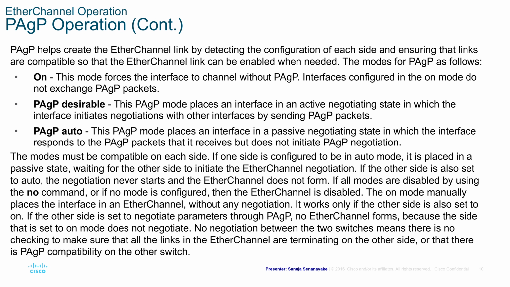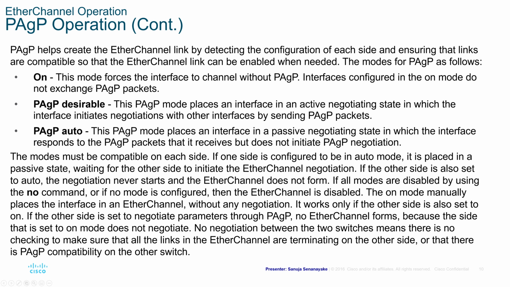So for your exams and quizzes, and for your understanding of how PAgP works, you should be able to differentiate between those two and understand the concept behind on, desirable, and auto. Especially desirable is where the PAgP packets are actively sent out to try to get the negotiation going, and PAgP auto does not initiate the PAgP negotiation process, but it will respond to any packets that it receives through the PAgP process. So you should understand the differences.